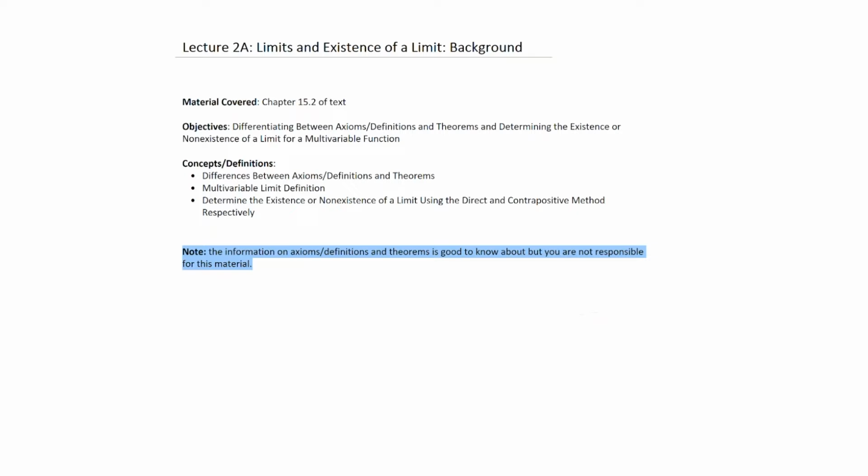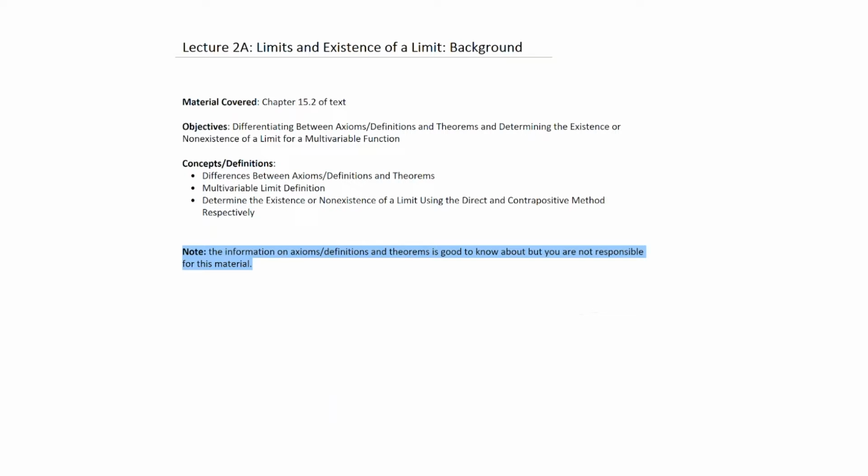Also, what do we mean by a multivariable limit definition? What is it? And then two types of problems we'll be looking at. One is determining the existence or non-existence of a limit using the direct and contrapositive method, respectively. And so this will be a question of guessing, first assuming that it exists. If it does, you work through a certain process. On the other hand, if it turns out that it was a bad choice, then you go a different approach and you assume it doesn't exist.